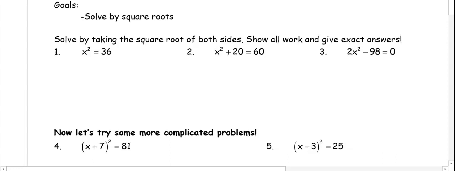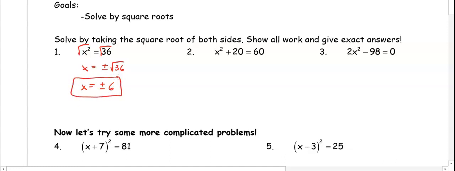This video is about solving using square roots. So we're going to take the square root of both sides once we get x squared by itself. So in number one, we already have x squared by itself, so we can take the square root of both sides. Remember, when you take the square root, you want a plus or minus sign because you're including two answers for x. So we have x equals plus or minus the square root of 36. 36 is a perfect square, so we get x equals plus or minus 6, and our root is gone.